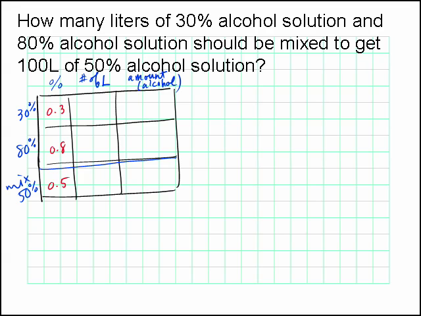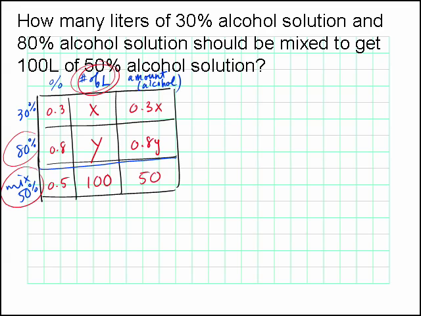Now, number of liters of 30%, we don't know what that is. That's what we're looking for, so I'm going to make that the variable x. Number of liters of 80%, that's the other thing that I'm looking for, and so I'm going to make that my other variable y. Number of liters of the mixture, I want to end up with 100 liters. And so I put my 100 there. Now, if you recall the way we solved the mixture problems previously, we multiplied across to get the last column. So this is going to be 0.3x. This one is 0.8y. And this one would be 0.5 times 100 is 50.